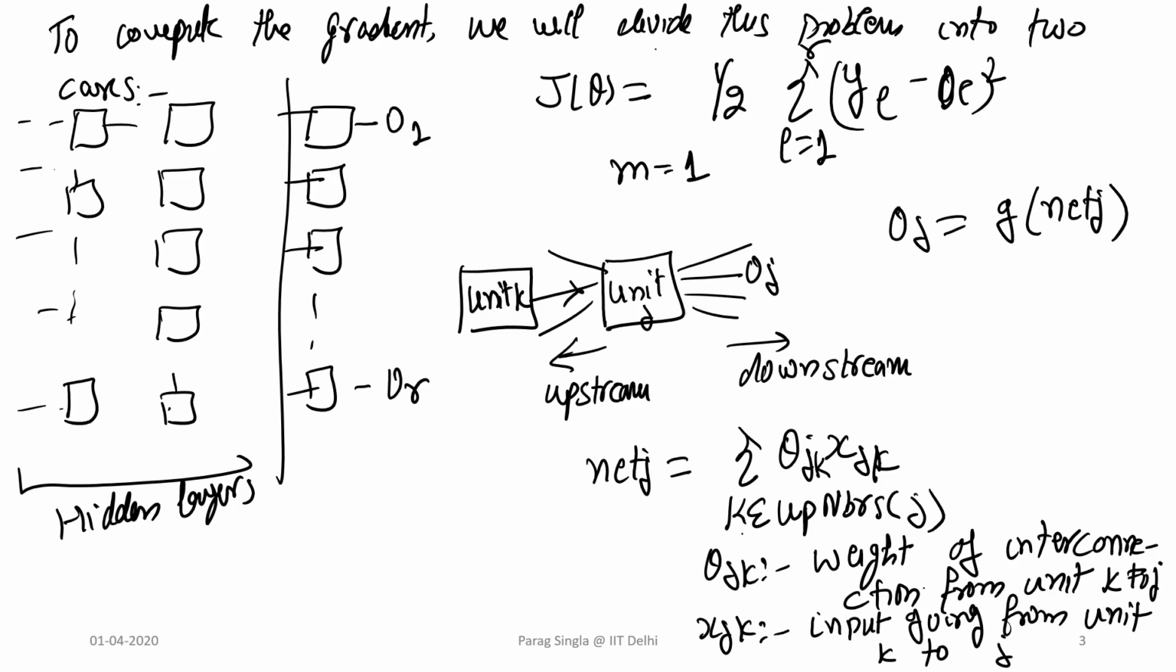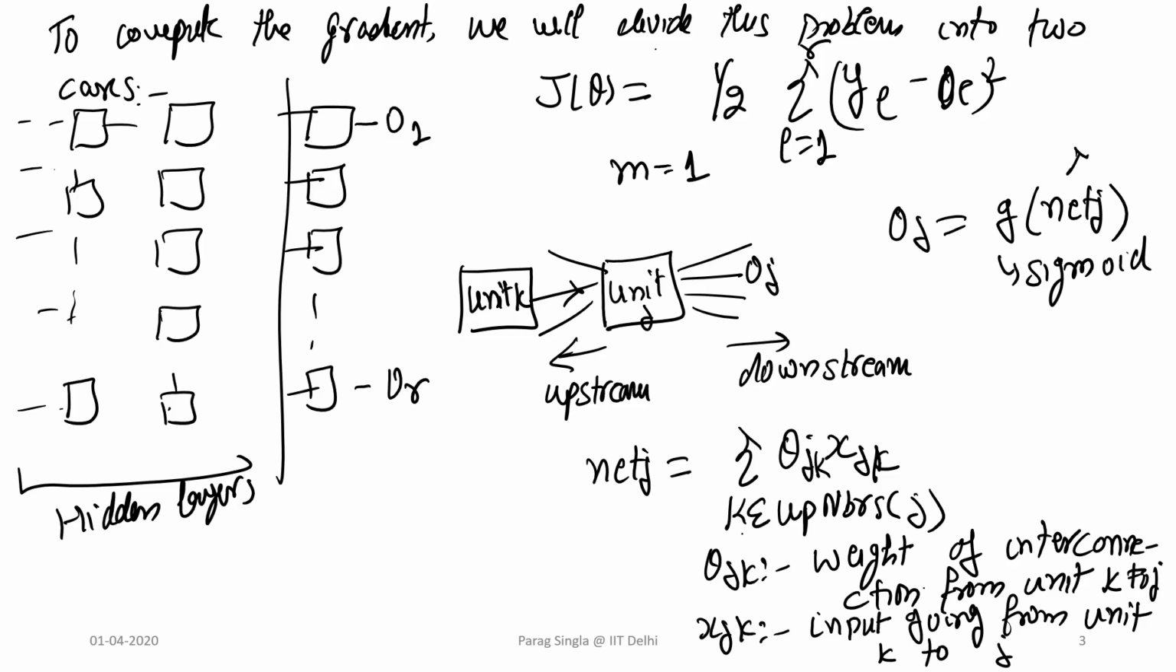Because net j is nothing but the net linear combination coming into unit j, which is the sum of theta jk xjk, and g is the sigmoid function. So the net output of unit j is simply the sigmoid function applied to the linear combination being computed by unit j.